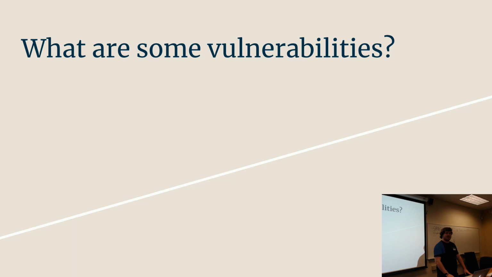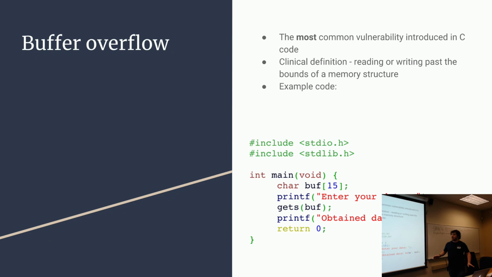Okay. I was considering skipping the slide, and it turns out I should have, because I didn't really structure it well. So buffer overflow is like the most common vulnerability that you can introduce in code, especially in C. Because C lets you do basically whatever you want. It will give you the gun and load it and let you point it at your foot and then fire it. So the clinical definition is when you read or write past the bounds of a memory structure.